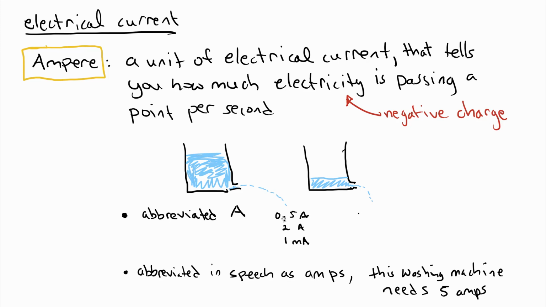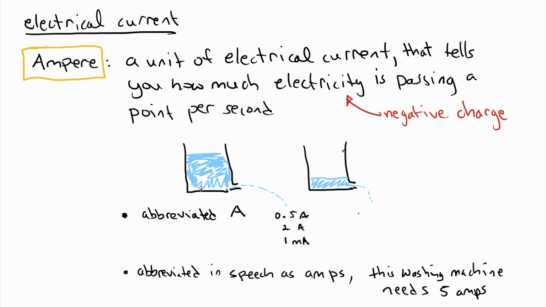In this short video, we're going to talk about electrical current. So, current happens whenever there is electricity flowing. And here again, I have the ampere, and it's circled in yellow because that's one that you needed to be able to find. It's a unit of electrical current that tells you how much electricity is passing a point per second.